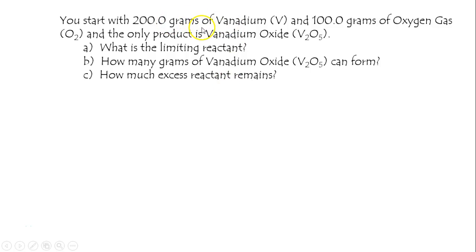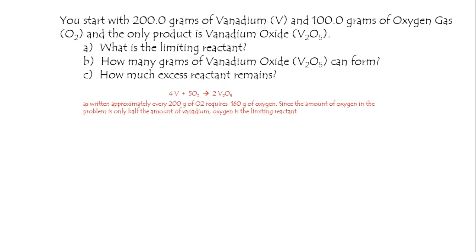You start with 200 grams of vanadium and 100 grams of oxygen, and the only product is vanadium(V) oxide, V2O5. What's the limiting reactant? How many grams of vanadium oxide form, and how much excess reactant remains? For this limiting reactant problem, let's try to determine the limiting reactant by inspection.